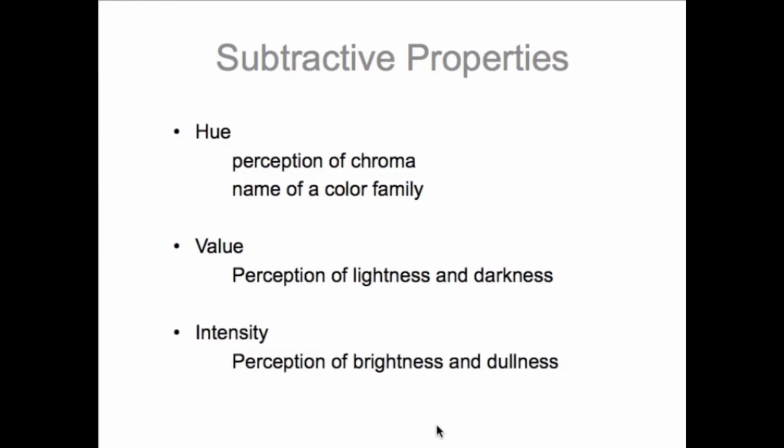Intensity is the purity of a color, and we'll talk in lecture 3 a little more about intensity, but it's a perception of the brightness or dullness of a color. So you can have a light bright or a dark bright color. You can have a light dull or a dark dull color. There is a bit of relationship, especially with value, to the additive properties of hue, luminance, and saturation.